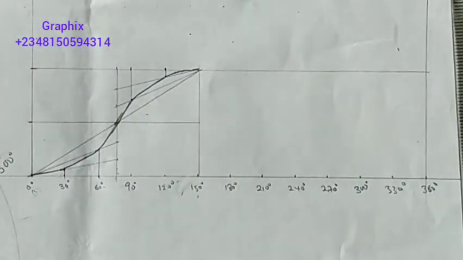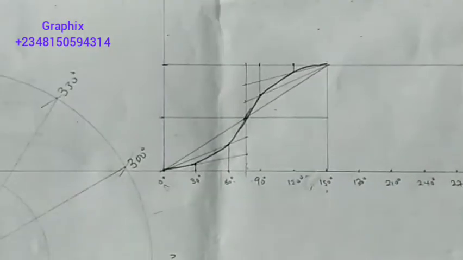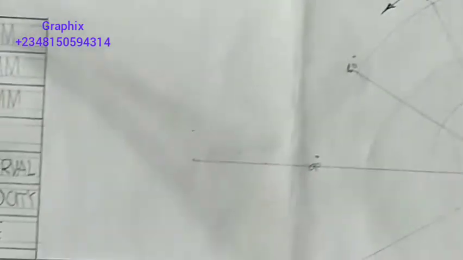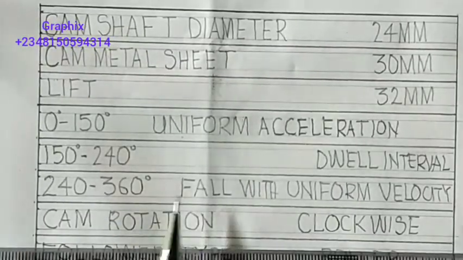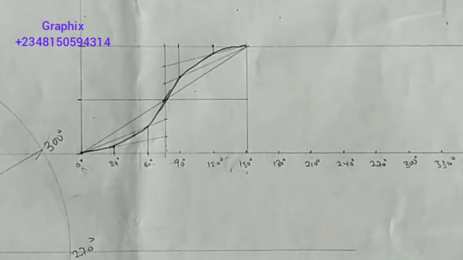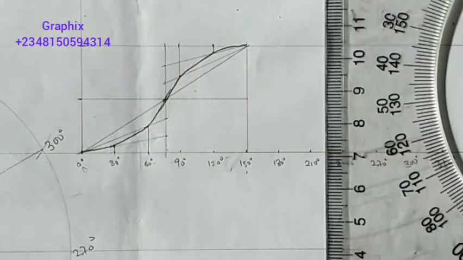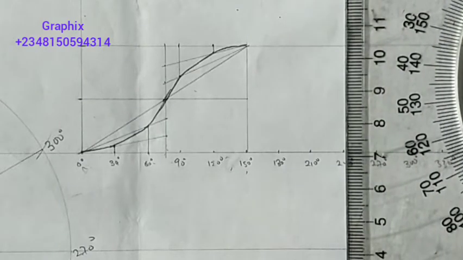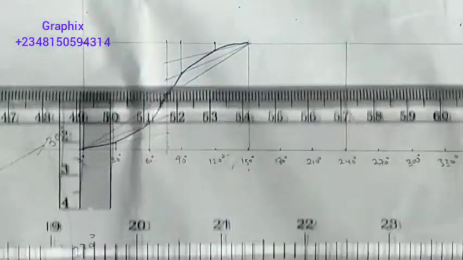You said from 0 to 150 uniform acceleration, then from the next one here, it's telling us that from 150 to 240 is dwell, is resting. So that's what I'll do here. From 150 to 240 it is dwelling. So that means from 150 here to this point here is dwell. So I'll just draw my line across from here to this point, and join with a straight line. Dwell means it's at rest.